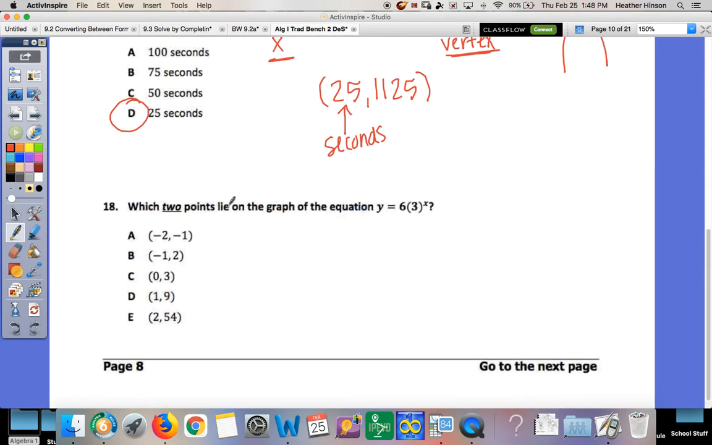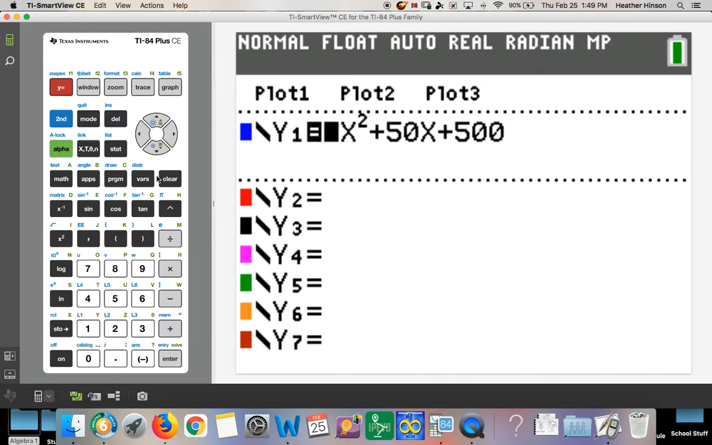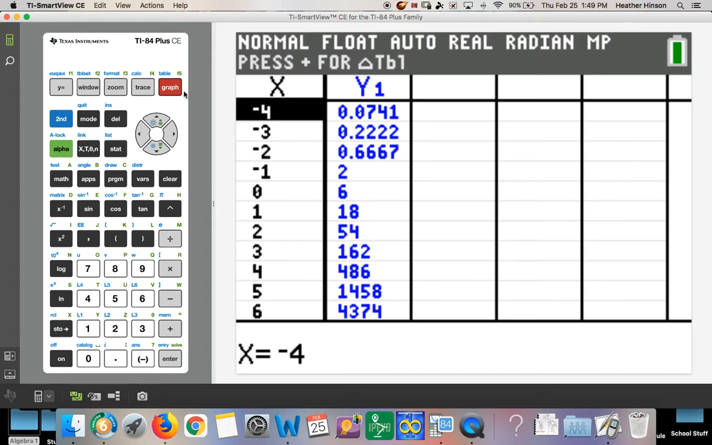Okay, which 2 points lie on the graph of the equation y equals 6 times 3 to the x? You have a couple options here. The best option would be to plug this into the calculator and look at the table. The table is going to give you all of your points. So I would go to y equals, plug your equation in, and look at your table.